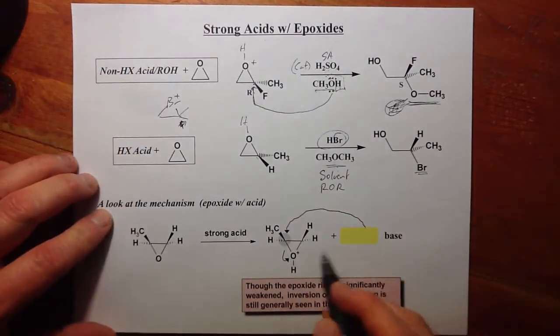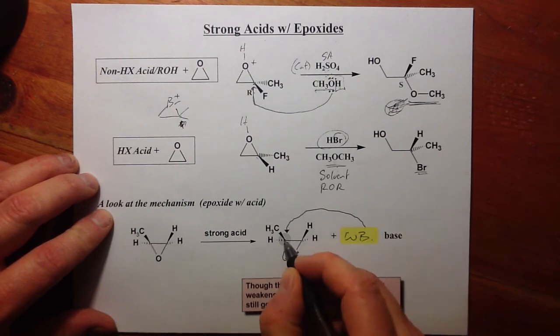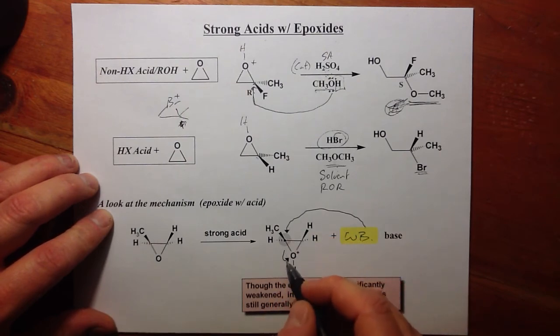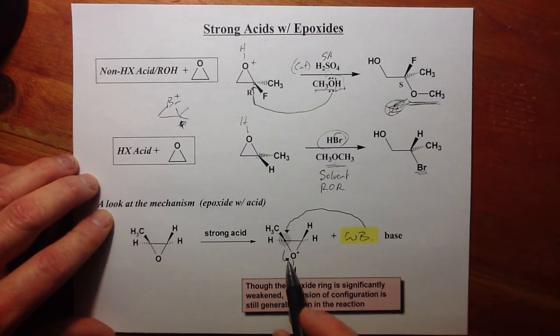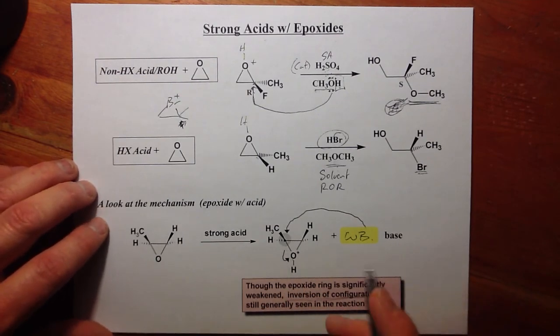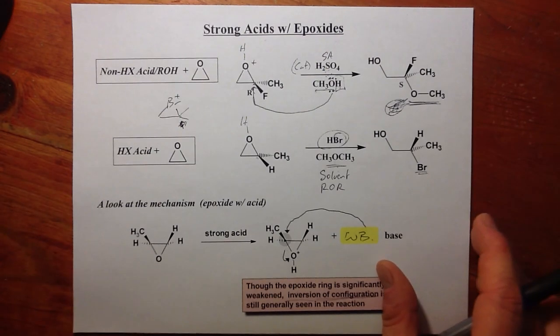Alright, so remember we still have this weak base coming in a sort of SN2 manner, opposite side of this protonated oxygen, and replacing this oxygen. So it's coming in from the opposite side. It's a weakened bond, but we still see inversion of configuration for these acid catalyzed ring opening reactions.